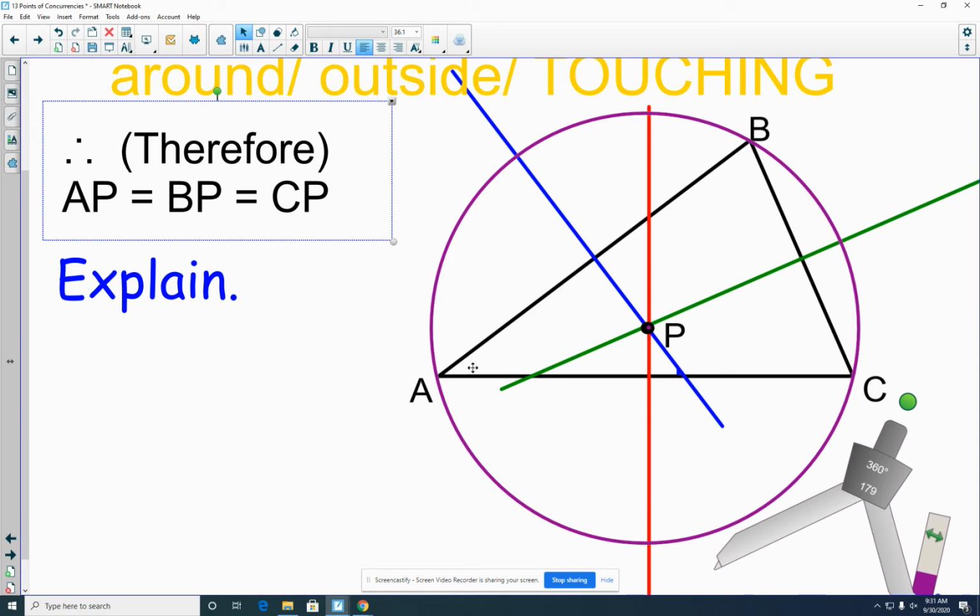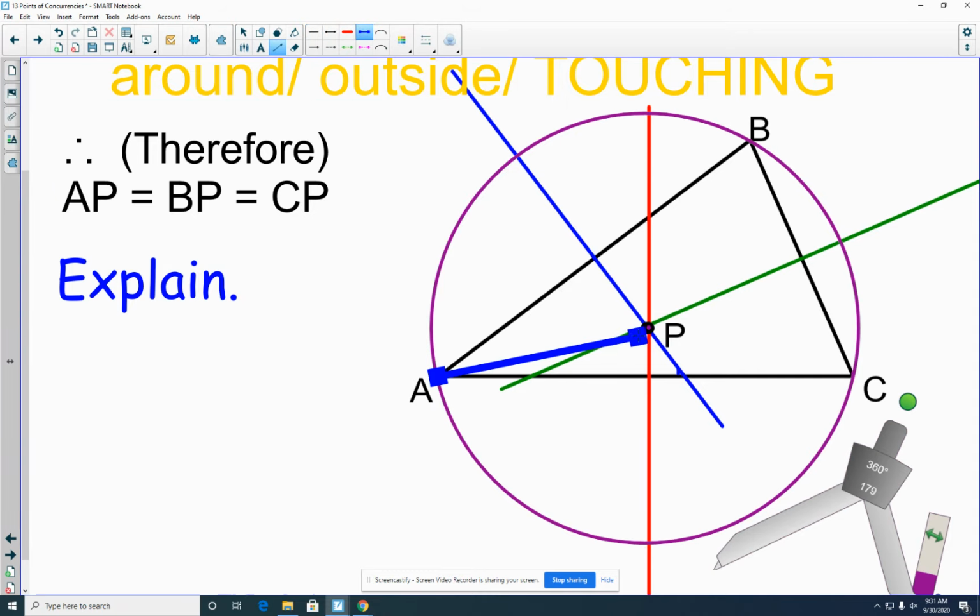Why can I say that AP, BP, and CP are equal? For that, I'm actually going to draw in from A to P, B to P, and C to P. And what do you notice they all are? Well, they're all the radii of the same circle. They're all the radii of circle P. So let's write that here.